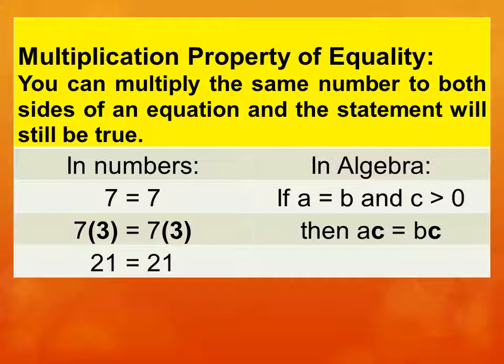But in algebra, if A = B and C is greater than 0, then we can have A times C = B times C, or A times C = A times C, and B times C = B times C, since A is equal to B.